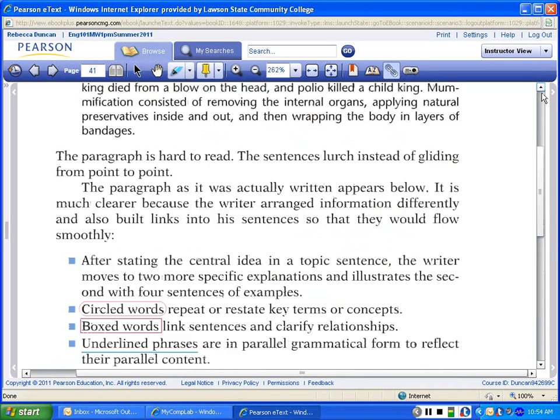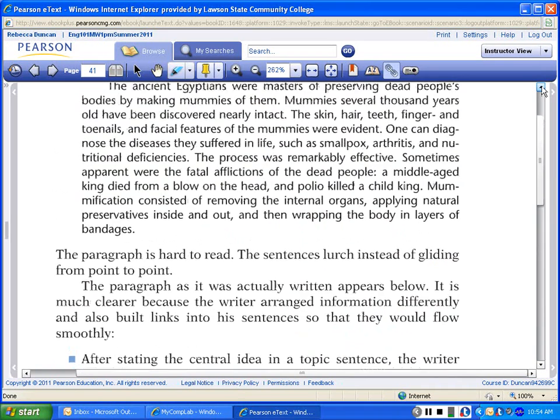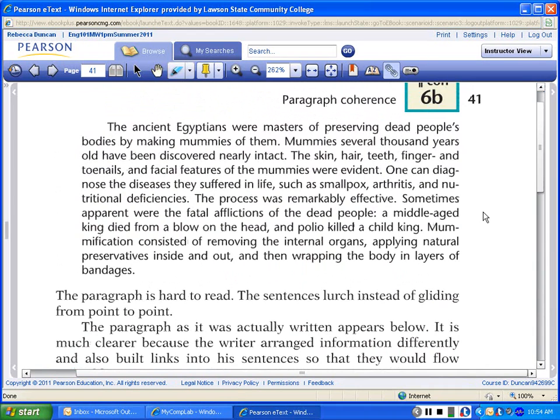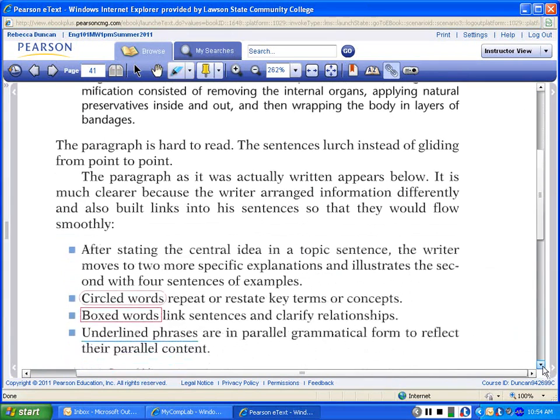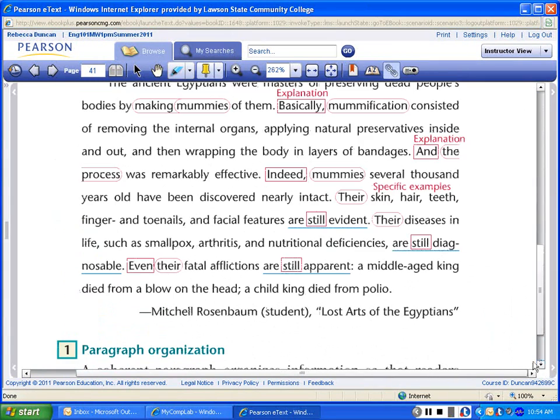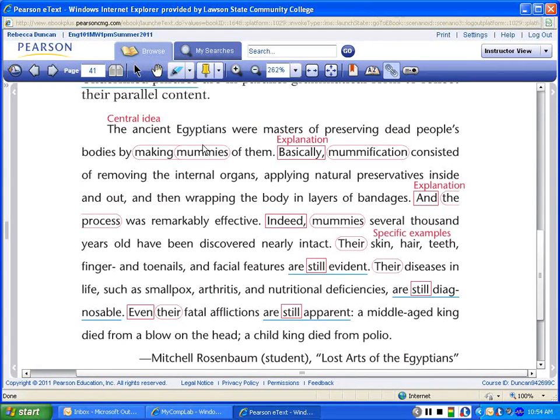The way it was set up originally, it was very hard to process that information, and it was exactly the same information. It just wasn't arranged in a way that was linked together properly. I'm going to scroll down just a little bit more. Stay with me here. What this also does is that this paragraph sets up a good model. State the topic sentence, explain, and give examples. State, explain, and give examples.